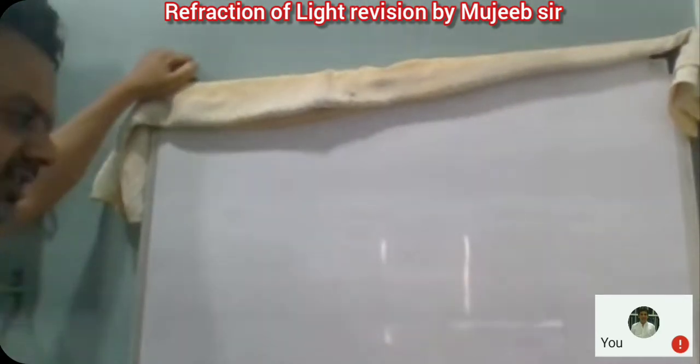But here the refraction of light obeys two laws. The first law says that the incident ray, the refracted ray and the normal at the point of incidence to the interface of two media lie in the same plane.